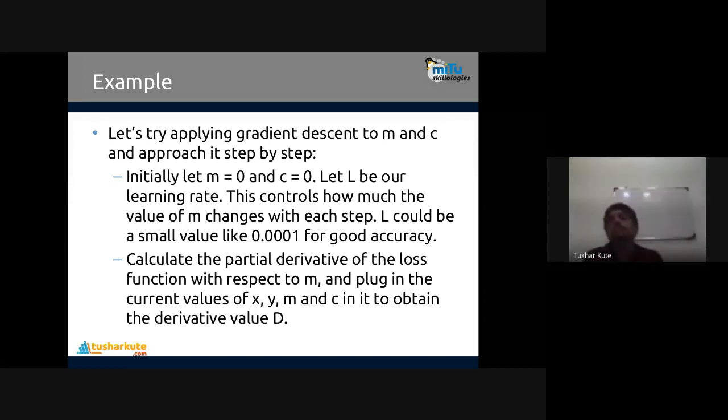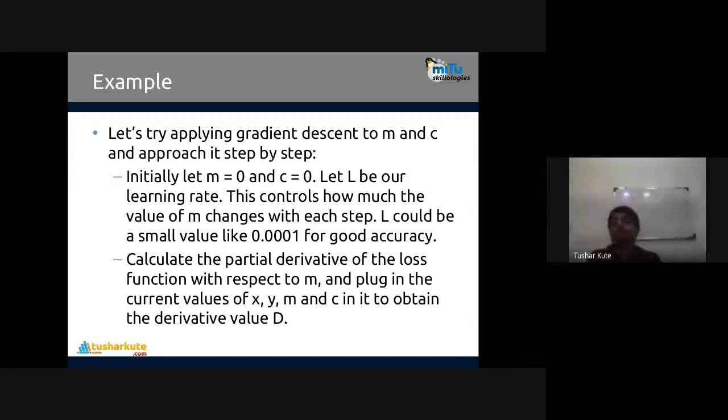Now how it is done? So M0, C0, and let L be the value of our learning rate. Learning rate in percentage, 1%, 2%, 3%, 0.01, 0.02, like that. This will control how much the value of M changes with each step. So L could be a small value like 0.0001, that is 0.01%, for good accuracy. Now, this is the first step.